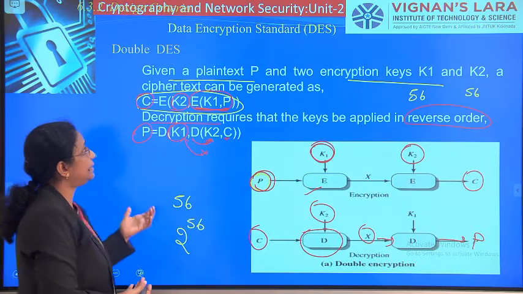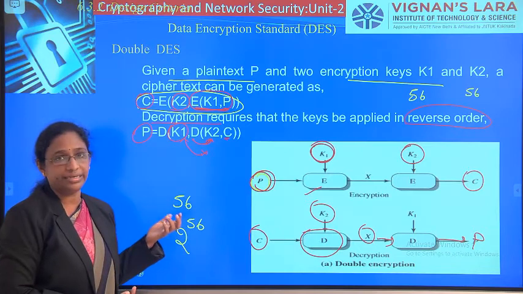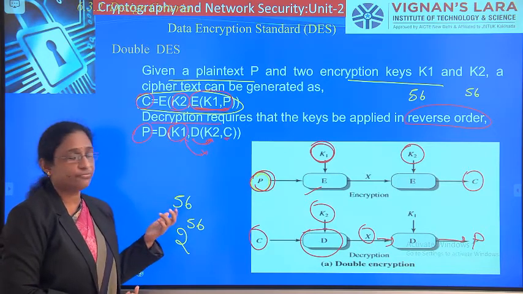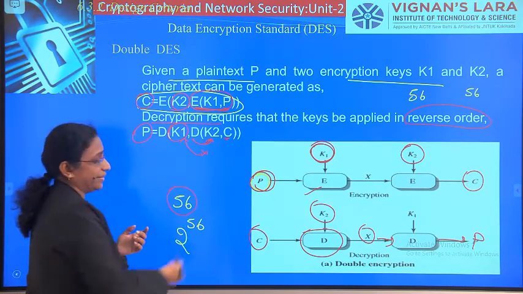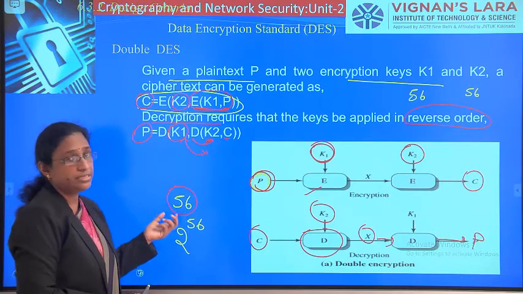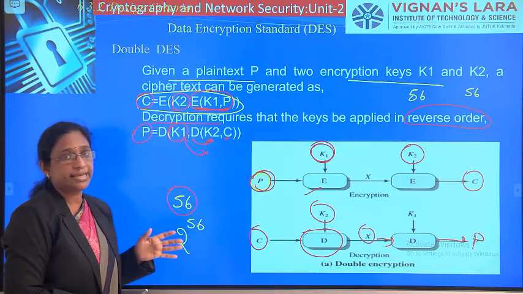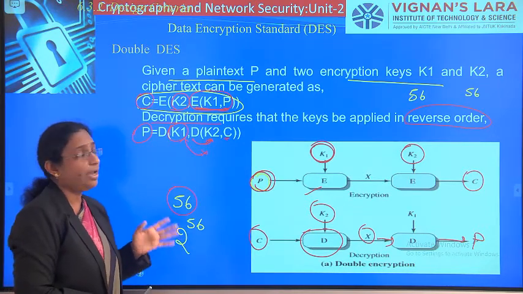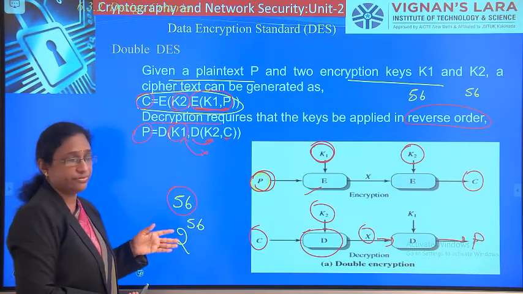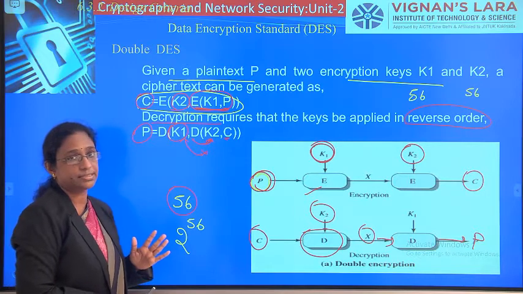That is the double DES, which increases the security of the DES. Since the key size of the DES is only 56 bits, which is a weakness, to overcome that weakness we use the two keys K1 and K2. The K1 key size is 56 bits and the key K2 size is also 56 bits.